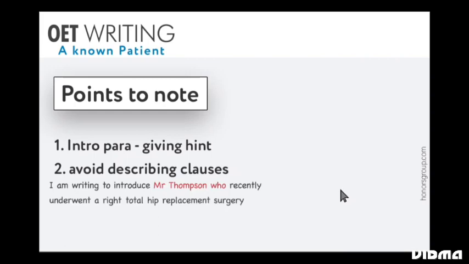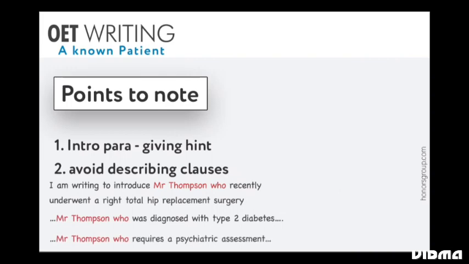Like, "I'm writing to introduce Mr. Thompson, who recently underwent a right total hip replacement surgery." "Mr. Thompson, who was diagnosed with type 2 diabetes." "Mr. Thompson, who requires a psychiatric assessment." Such sentences or clauses with the relative pronoun "who" to tell diagnosis or complaint are not recommended. You have to inform about the diagnosis or complaint in a different manner, but not using a clause which describes the patient. Because you do not need to describe a patient or client if he or she is known to the reader.